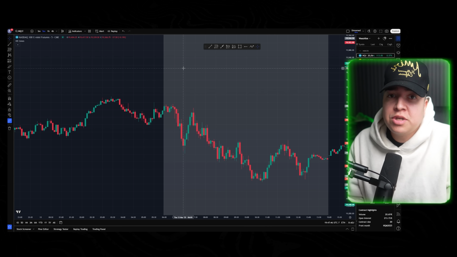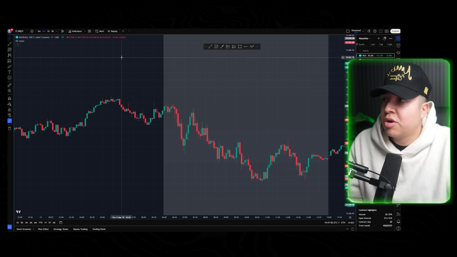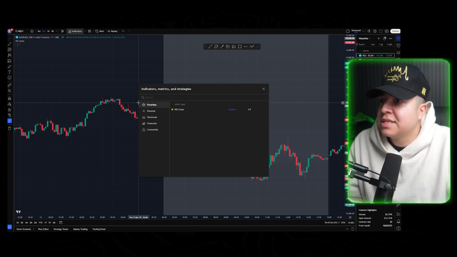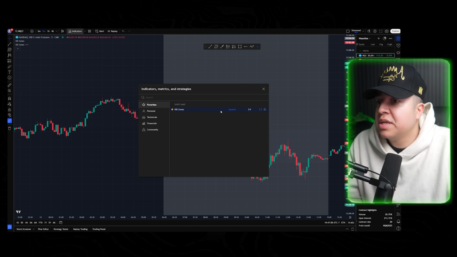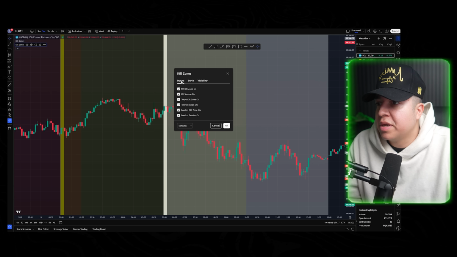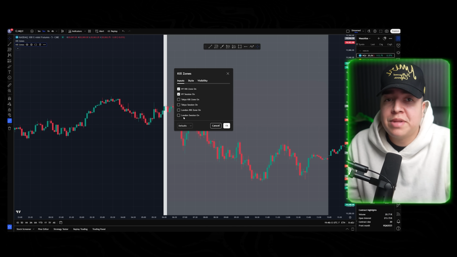So first things first, we got to get your charts right. The first indicator you want to add to your charts is called kill zones, right? So you go to indicators, type in kill zones, and you're going to get the one by Oscar VS. When you click it, it'll come up like this. Go to settings, then inputs, and turn them all off besides New York session or the session of your choice. I prefer New York because of the volume that's provided in it.